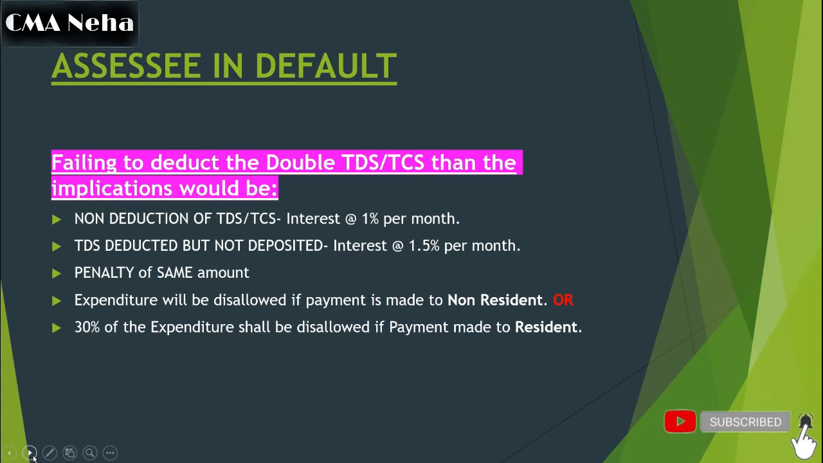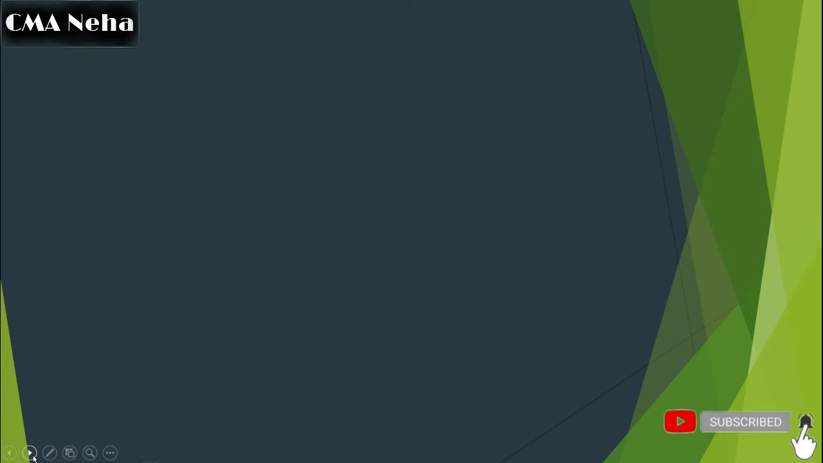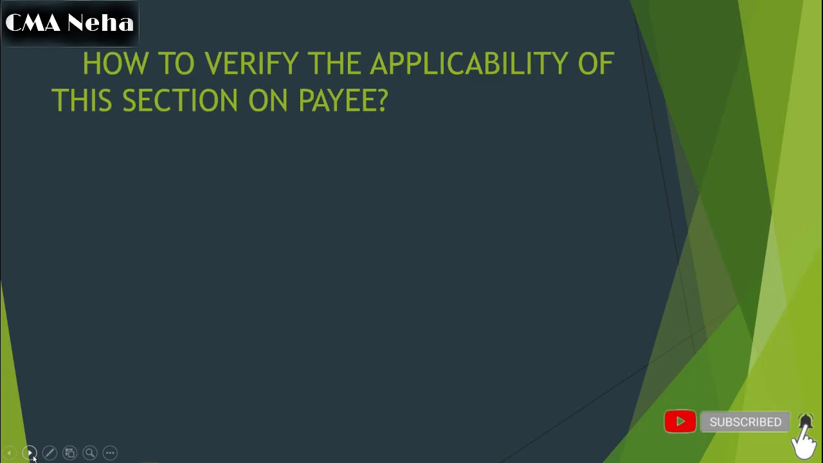So this is to be considered कि पहले तो burden भी बढ़ा दिया, and now the defaulting person has to bear this much of consequences also. So this is very cumbersome for business houses. So let's go to the next thing, how to verify the applicability of this section on payee.